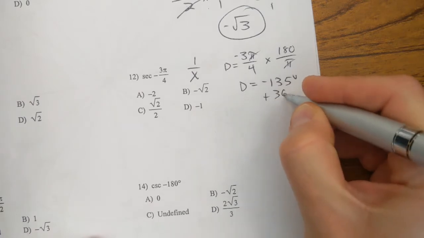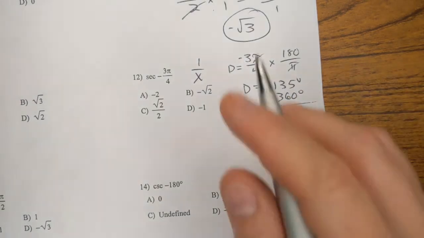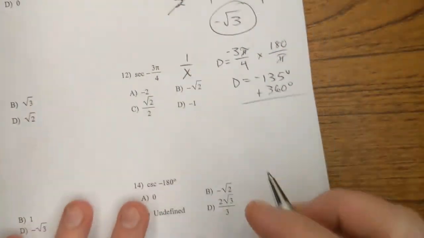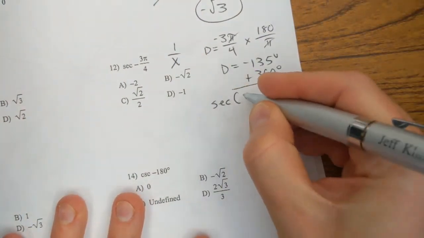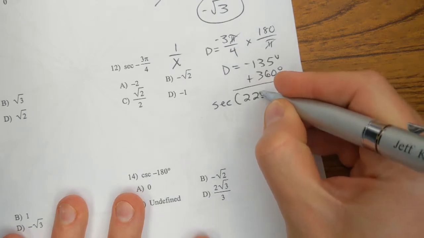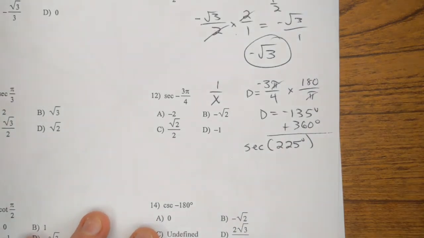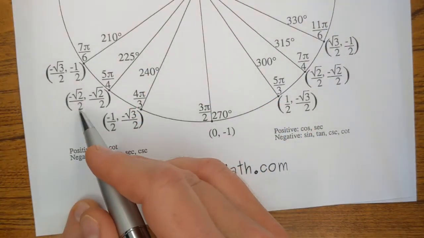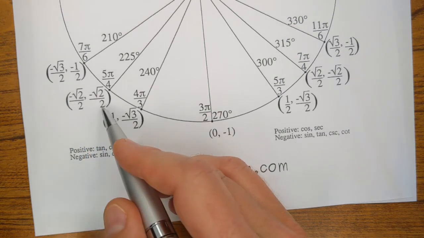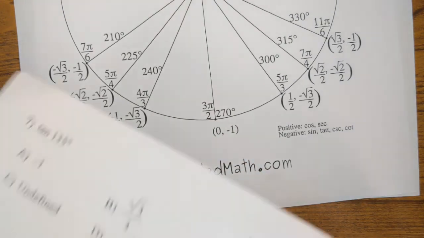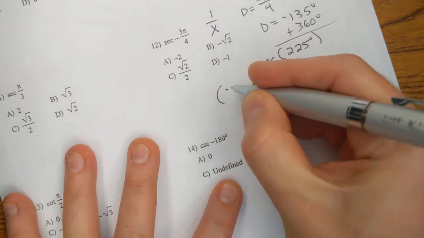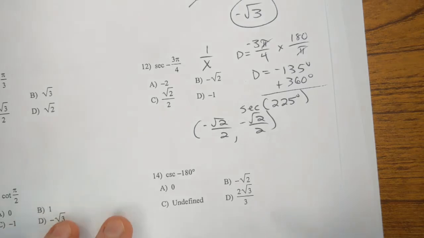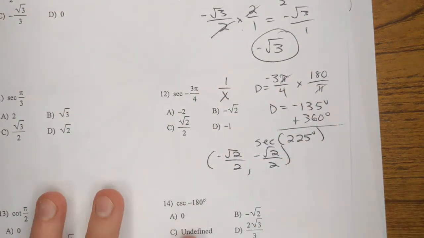Now I'm going to add 360 to that to find its coterminal. That comes out to 225. So to simplify this, it's going to be a lot easier if we say, let's find the secant of 225 degrees, because 225 is very easy to find on the unit circle. Negative radical 2 over 2, comma negative radical 2 over 2. Now, I need to do 1 over x.